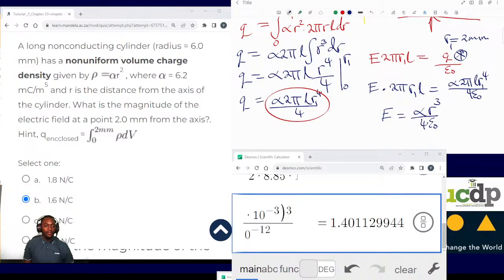So is that always the case when we have a non-uniform charge distribution, or is there another explanation behind this use of technique? No. That's the whole point. And besides, that is why you've been given that hint to say the charge enclosed, you have to sum from 0 to 2 millimeters. It is because the charge density is not the same at every given point. So you have to sum it up. That's why we have been given that hint.